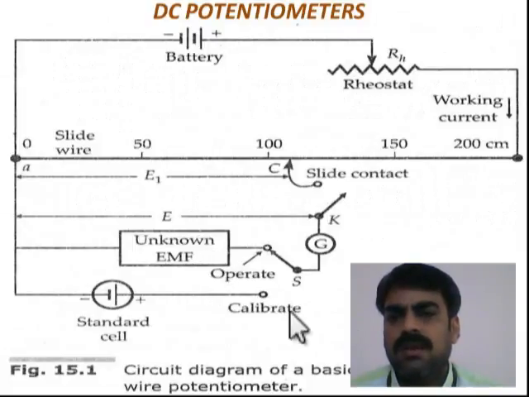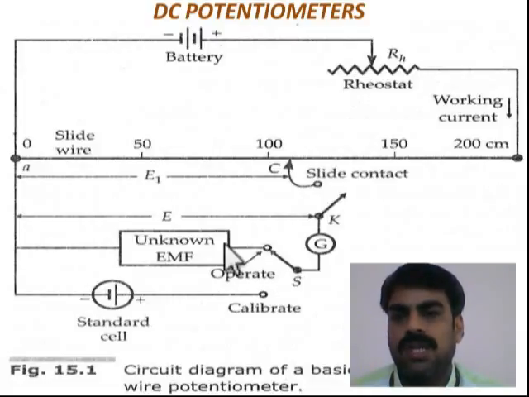Now, similarly, after completing the standardization process, we will throw the switch S2 to the unknown EMF, and we should not touch the position of the rheostat because we have fixed the working current. We will adjust only the sliding contact to match the potential E1 with the potential E. So when we press the key, if the galvanometer reads 0, it means we have made potential E1 equal to E. This is how we will be able to measure unknown EMF accurately using a DC potentiometer.